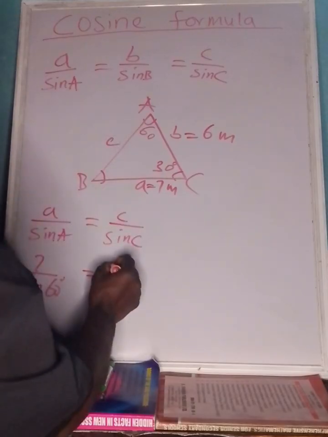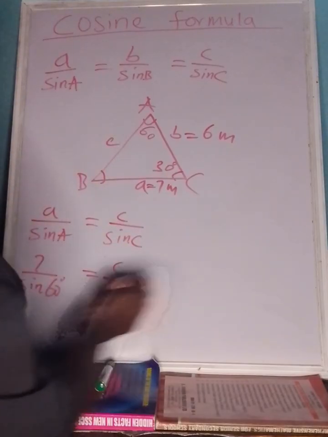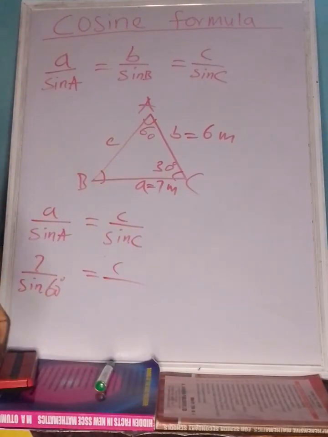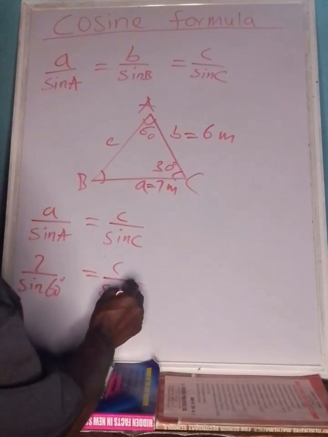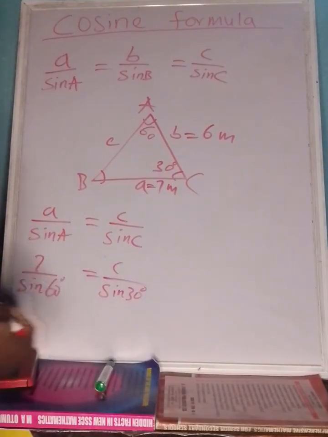Our side C is not given. You can just put C because the length of the side is not given. Then you can divide it by what? Sine of 30 degrees. You understand?